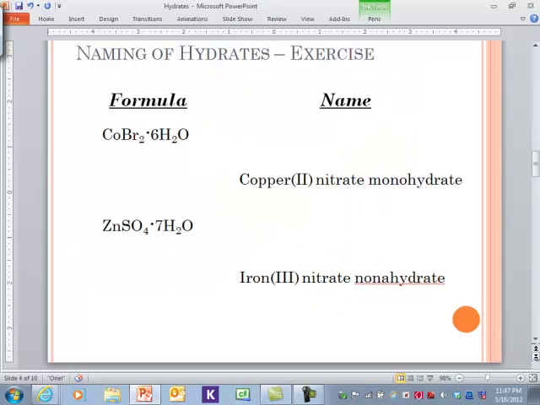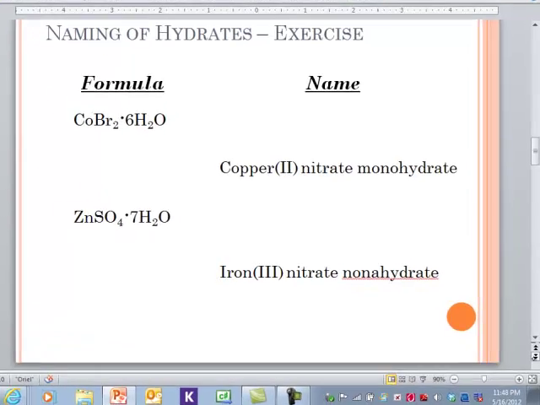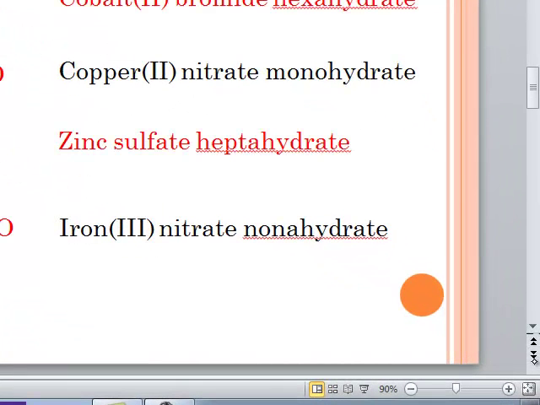Okay, let's pause here on the slides and fill in the blanks. If you see the formula, give the proper name for it, and if you see the name, translate that into the formula for the hydrates. You should pause the video right now and get a sheet of paper out, work on those problems, and then you can check the answers on the next slide.